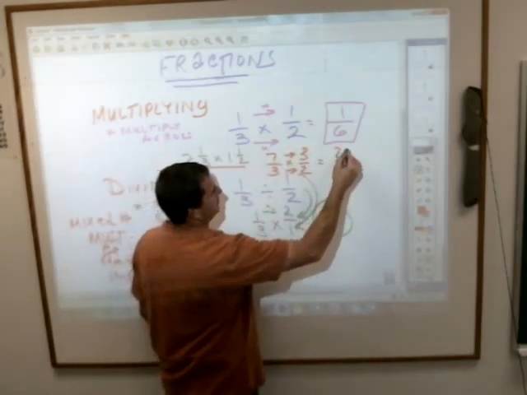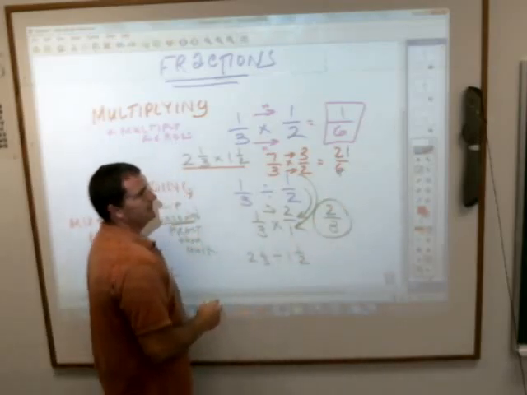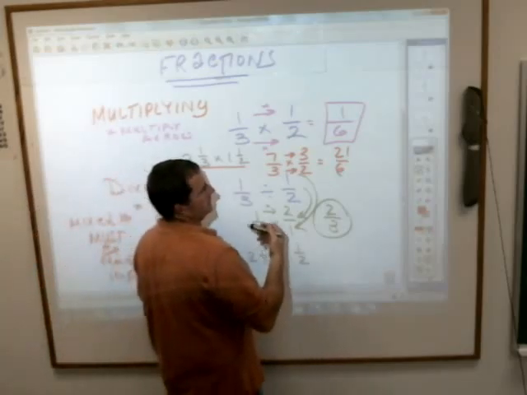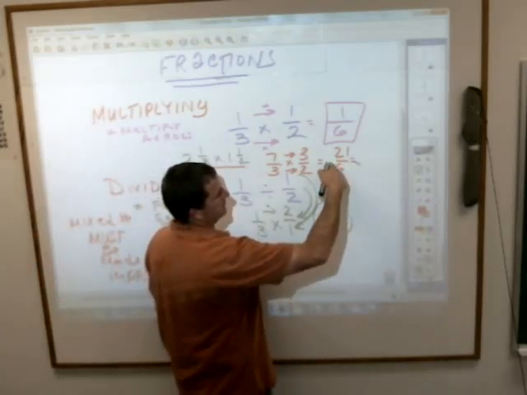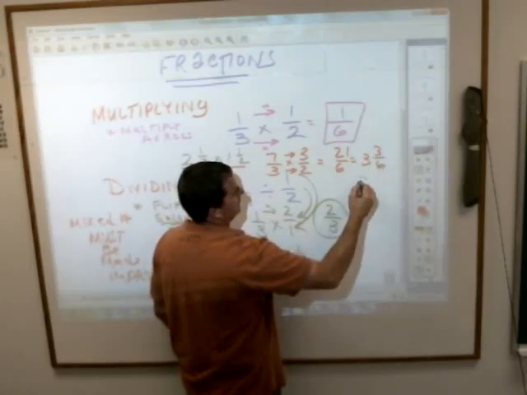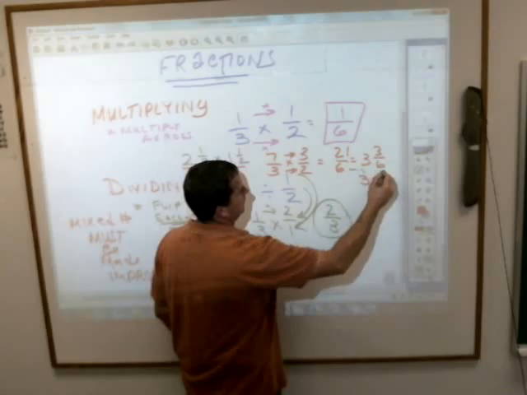Multiply across, you get 21 over 6. Unfortunately, in your lives, you can't leave it as improper. You need to both reduce and make it a mixed number. 6 goes into 21, 3 times with 3 left over. 3 and 3/6 is the same as 3 and 1/2.